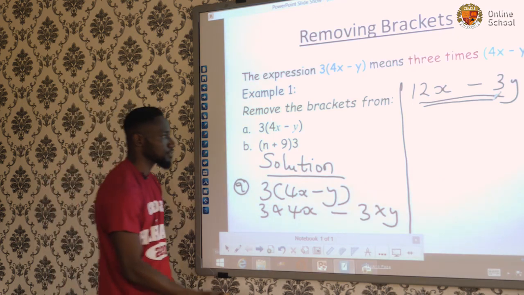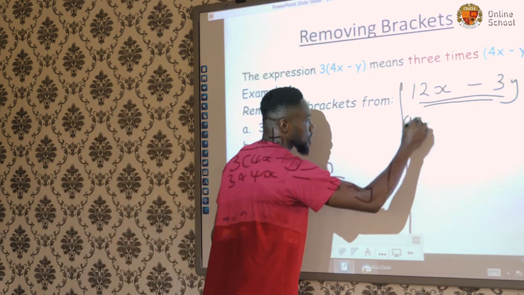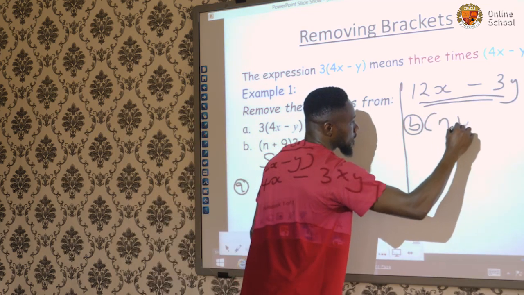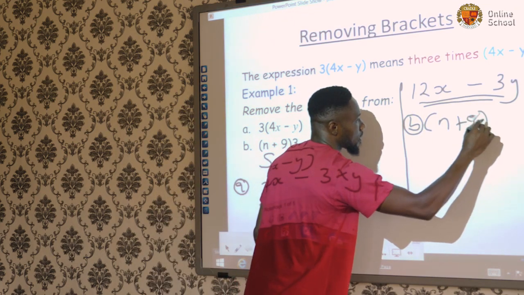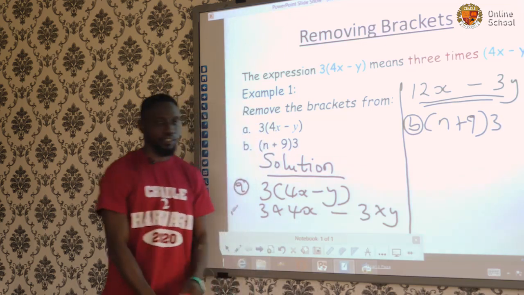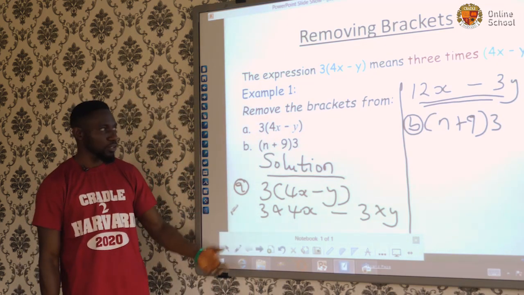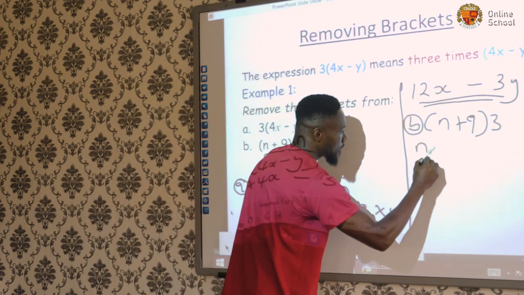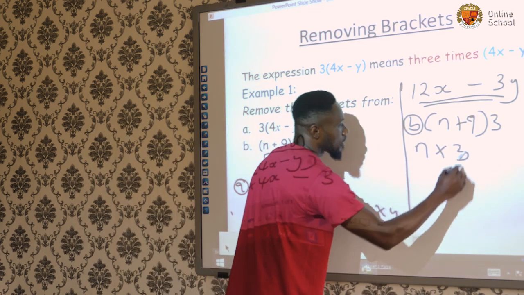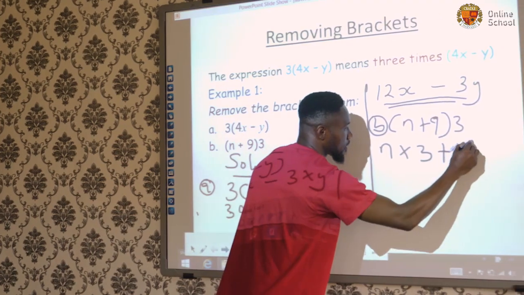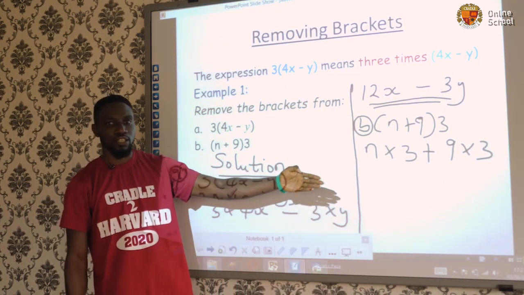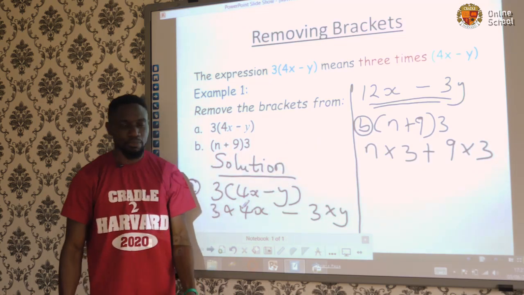Now let's look at the B part of it. B says n plus 9 all multiplied by 3. We still apply the same method we used in solving the first one. What does that mean? It means we say n times 3, pick the plus sign, 9 times 3. That is to say, everything in the bracket multiplies the 3 outside the bracket.